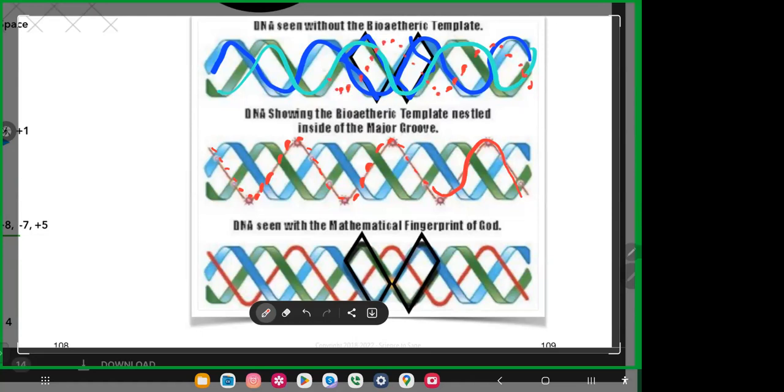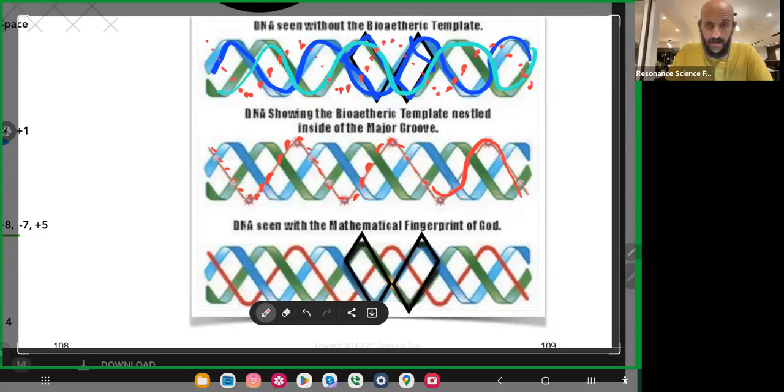It is an invisible template to life. It guides evolution. It's called the bioetheric template. It is the base that controls all life.